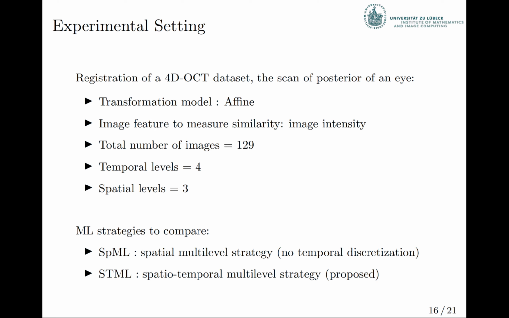To illustrate the effectiveness of our strategy, here we are taking the 4-dimensional optical coherence tomography dataset. This is a scan of the posterior of the eye. For this dataset, affine deformation is good enough to correct the motion. We use the image intensity as a feature to measure the similarity between the transformed images. Here we are taking 129 images. We construct 4 temporal levels. That means we start the registration of the first 17 images, then we register 33 images, then we go for 65, and at the end we register 129 images. We define 3 spatial levels here.